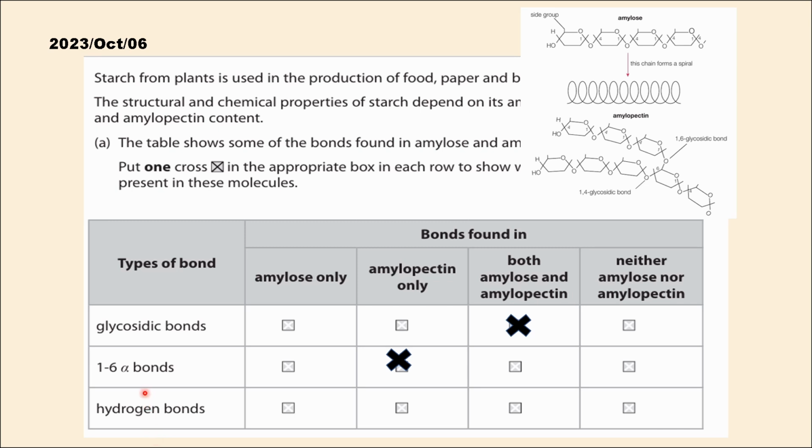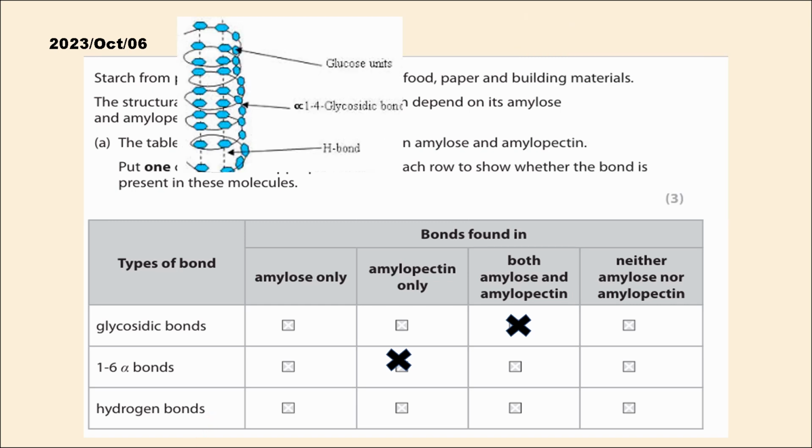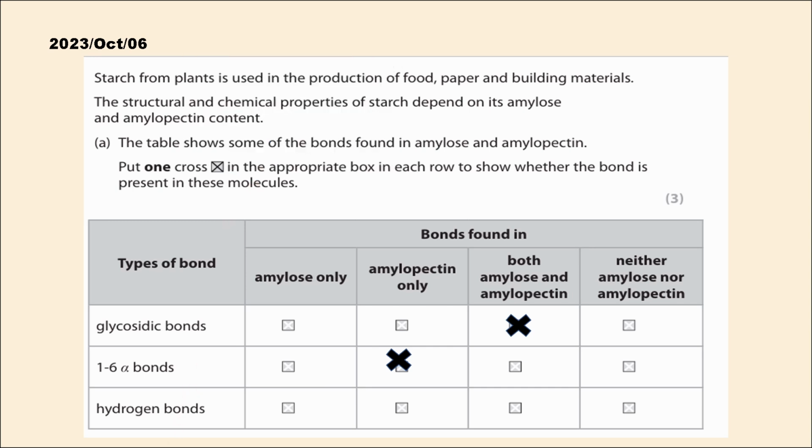And finally, we have hydrogen bonds. These occur when hydroxyl groups lead to slight positive and negative charges, which allows the formation of hydrogen bonds. Both amylose and amylopectin contain hydroxyl groups, so hydrogen bonds can form between the molecules. In this picture, you can see the formation of a hydrogen bond. Therefore, the correct answer is that both amylose and amylopectin have hydrogen bonds.